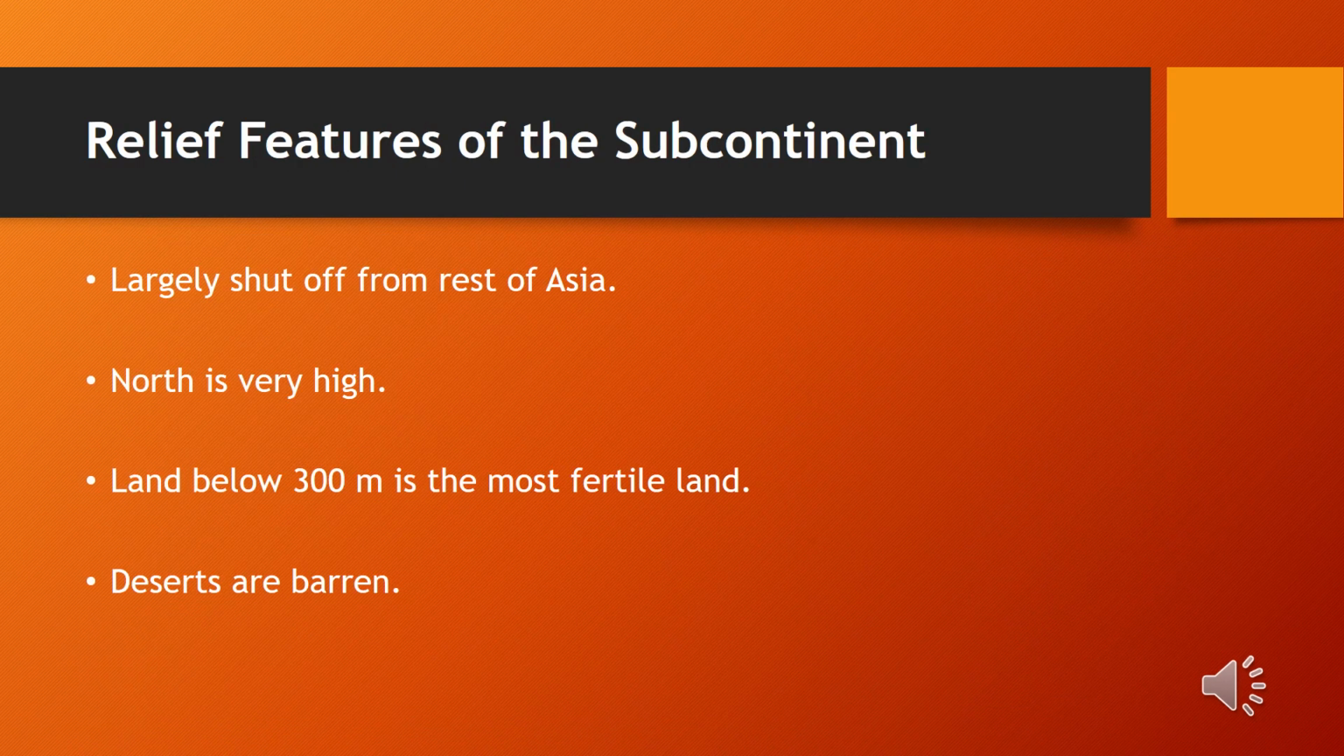South Asia is largely shut off from the rest of Asia because of the deserts in the west and mountain ranges in the north and northwest. Northern parts of the subcontinent are very high, up to almost 9,000 meters high. The land below 300 meters is the most fertile area because of plenty of water for agriculture. Though the deserts of the subcontinent are also located below 300 meters, they are of no use for farming because of scarcity of water.